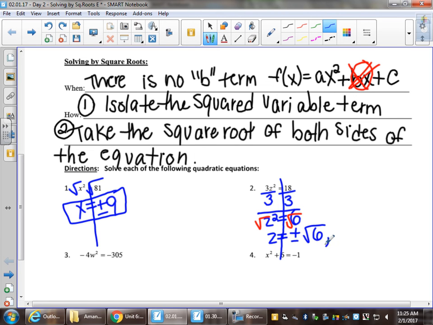So you could either leave it as z equals plus or minus square root of 6, or you can find the exact decimal. So everyone take out your calculators and tell me what the square root of 6 is. Take out your calculators, guys. I want everyone to do it. Nobody say it out loud. I want everyone to figure it out, and then we can write it down.